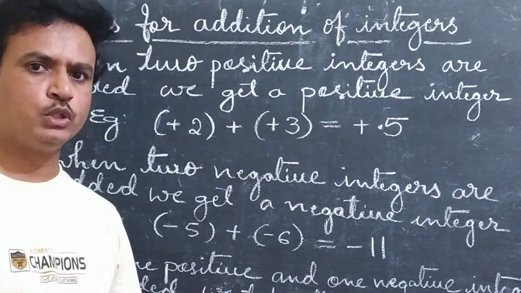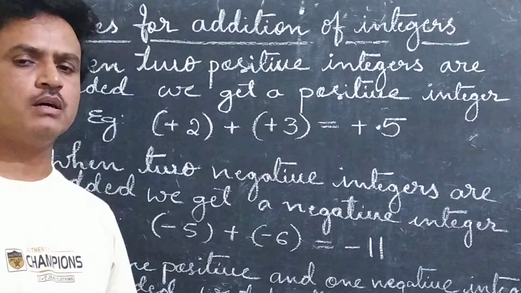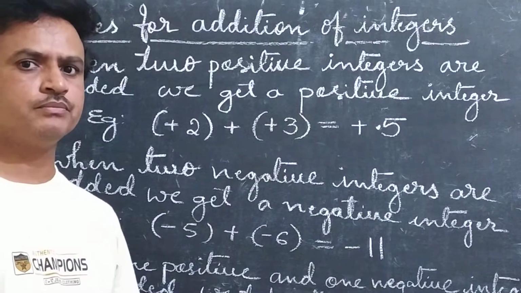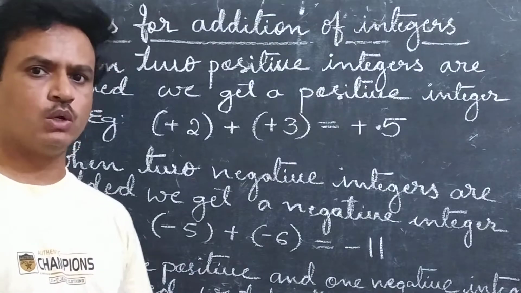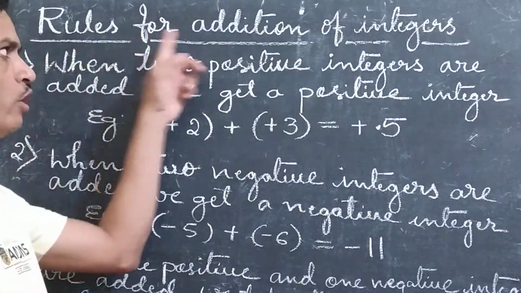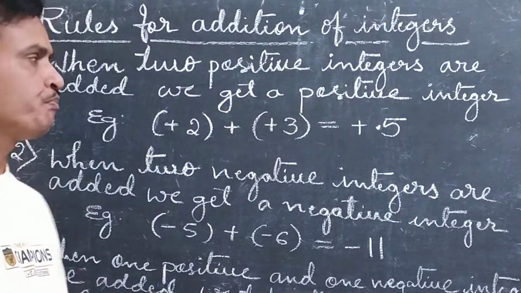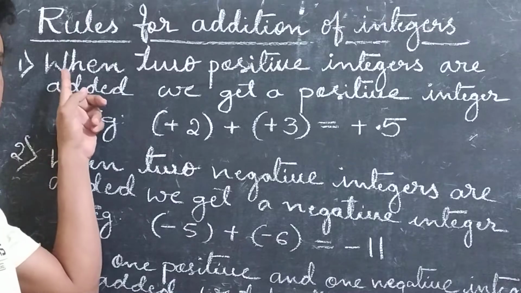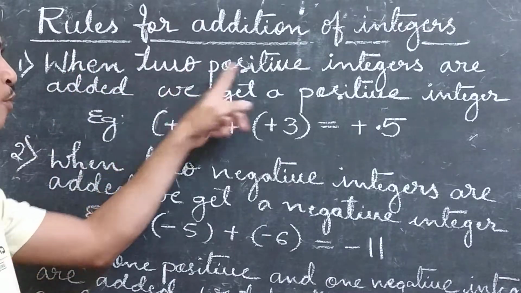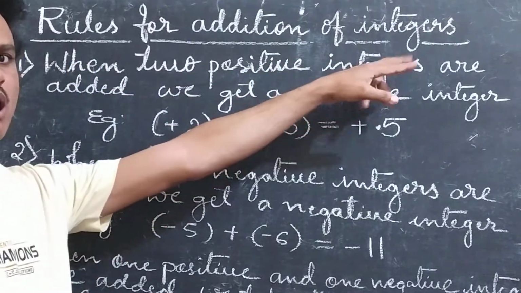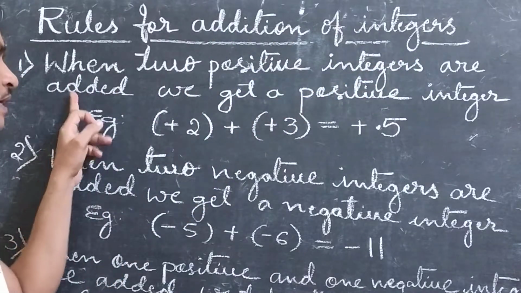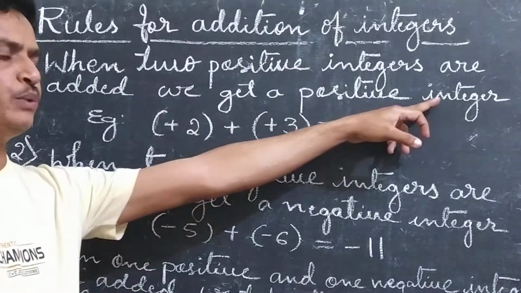Before going to the exercise, some rules are here. You have to follow the rules. Rules for addition of integers. First one: when two positive integers are added, we get a positive integer.